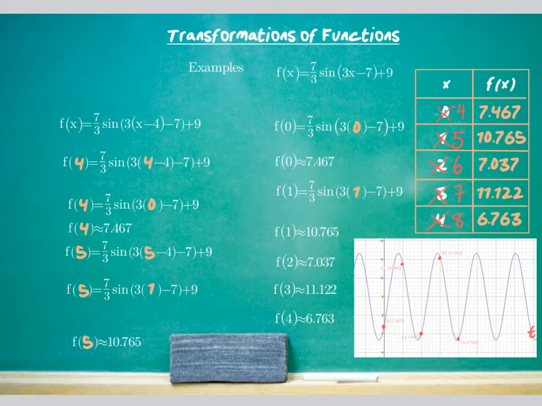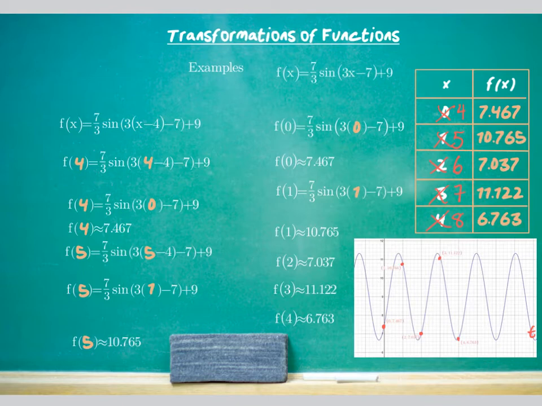Now my new table of values, instead of 0, 7.467, is now 4, 7.467. Instead of 1, 10.765, it's going to be 5, 10.765. Each one of these x values is now 4 larger than it used to be. If I plug in a 0 now, I'm not going to get the same answer as before. I'm going to get what I would have gotten before with a negative 4. So everything is moved over 4 to the right.